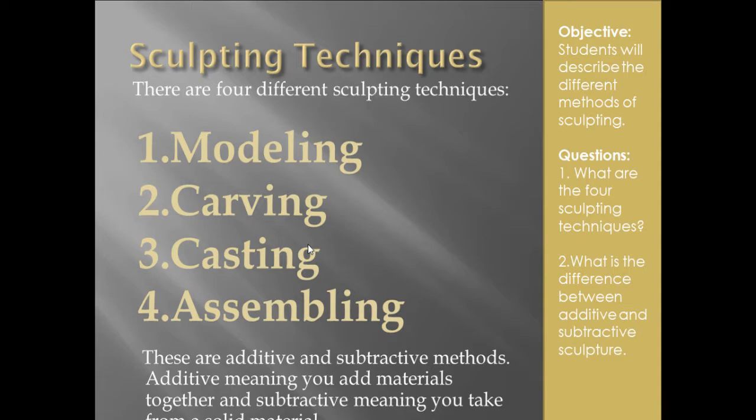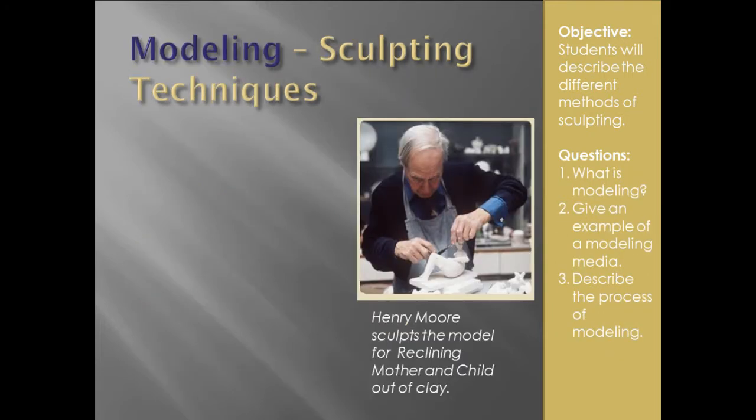You'll notice these include both additive and subtractive methods. Now, if you just look at the words additive and subtractive, I anticipate you could figure out the meaning. Additive means kinds of sculptures where you add materials together, and subtractive would mean that you're taking away material from a larger solid.